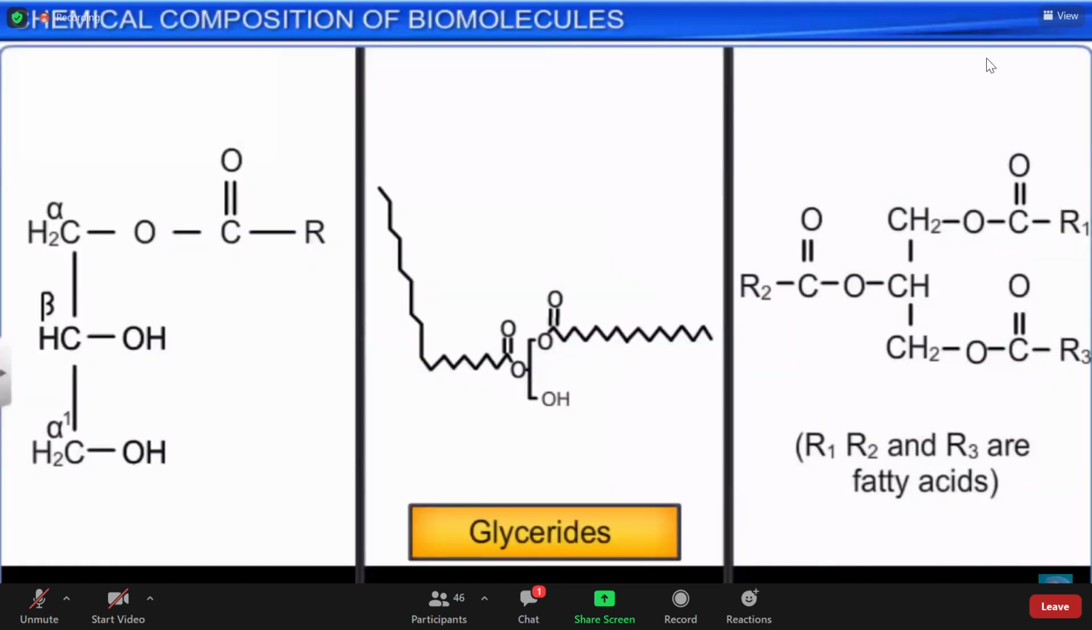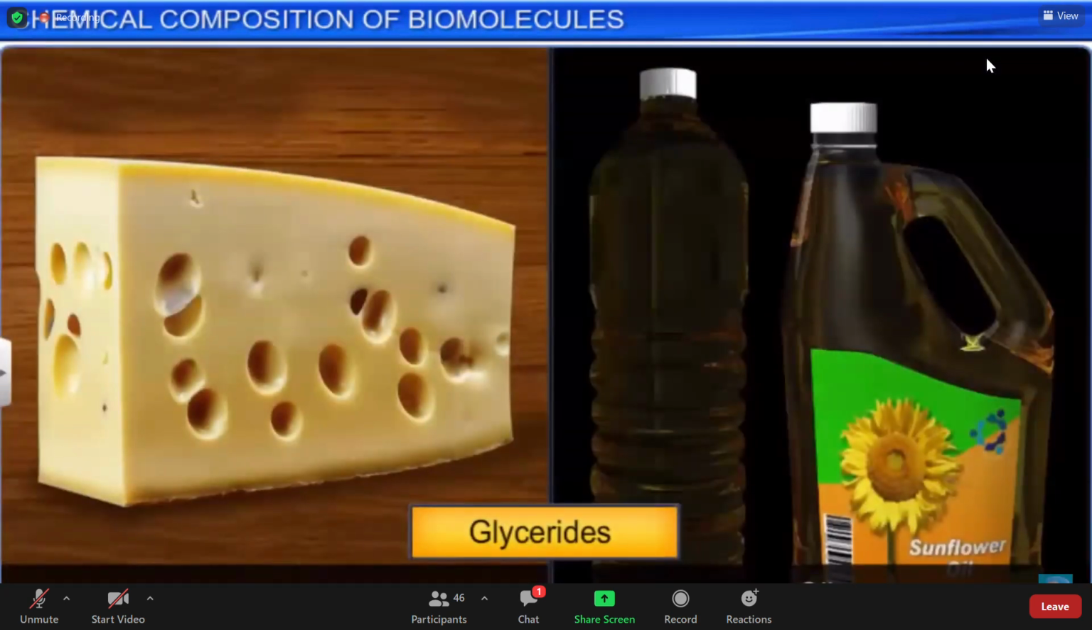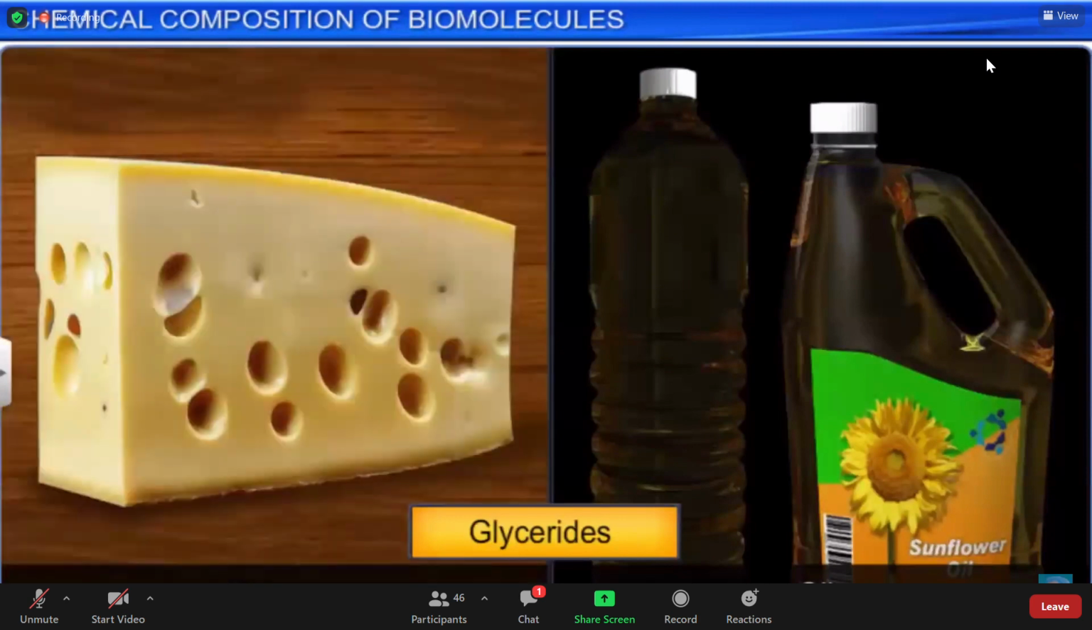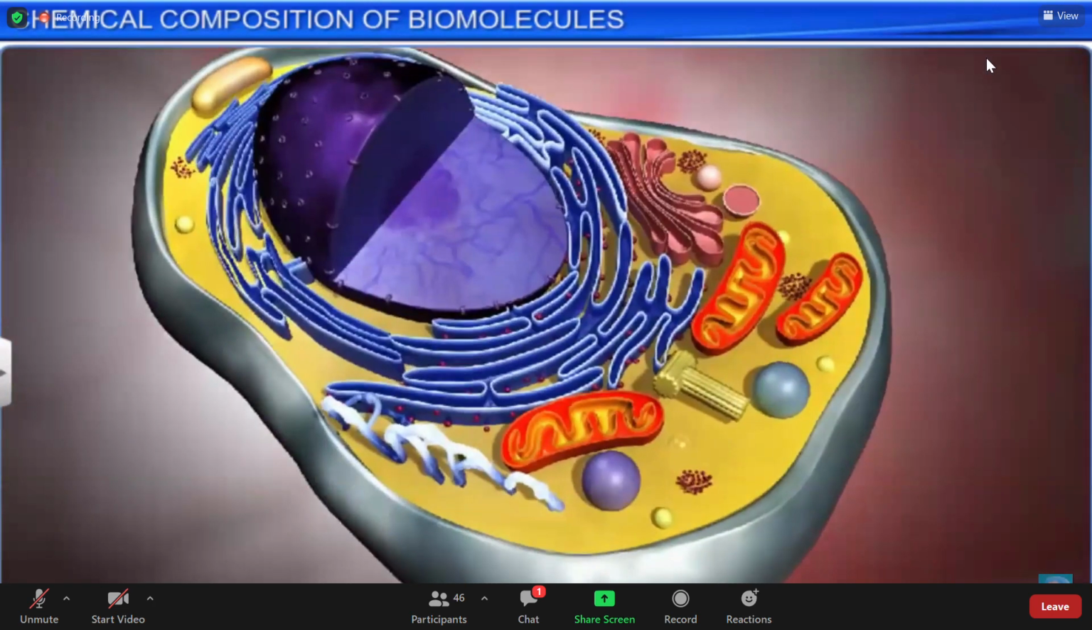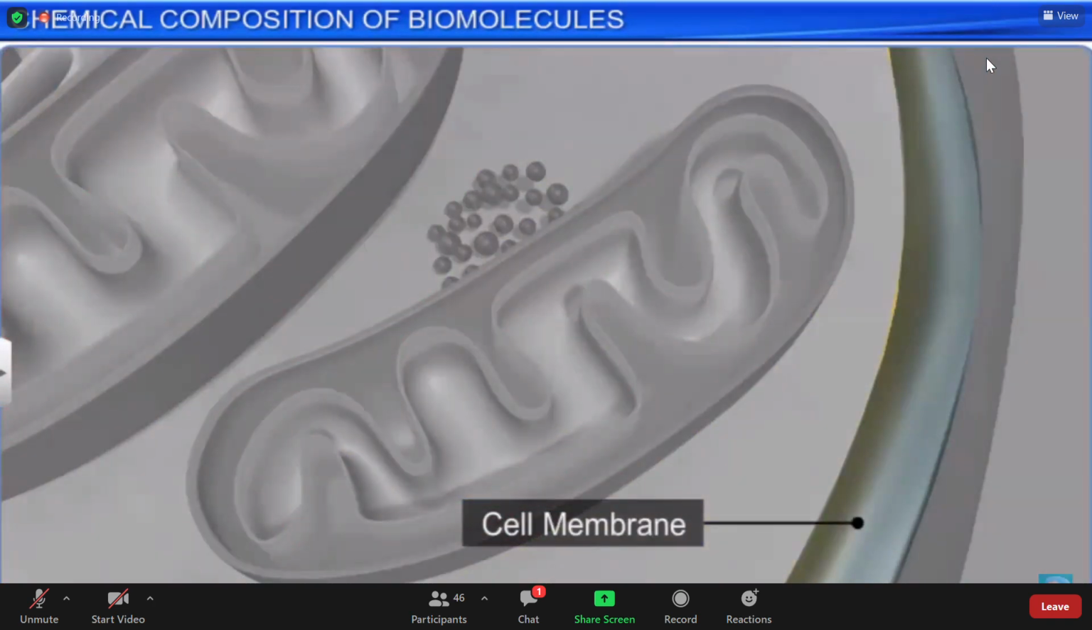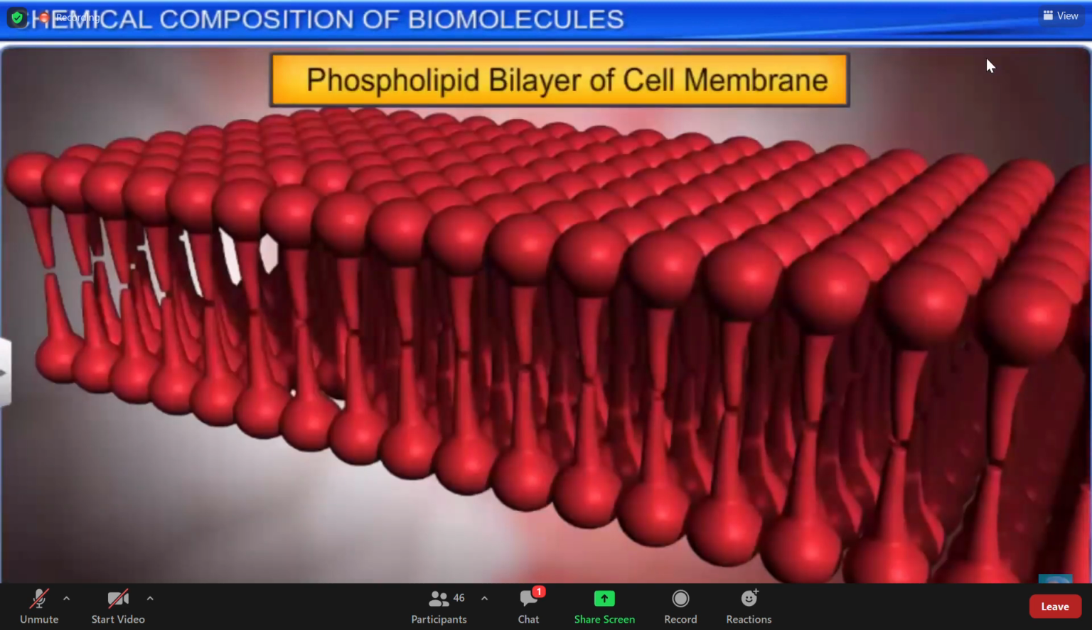Based on their melting points, glycerides may be either fats or oils. Oils have a lower melting point and hence remain as oil in winter, while fats freeze easily at low temperatures. Lipids that contain phosphorus and a phosphorylated organic compound are known as phospholipids. They are found in the cell membrane.